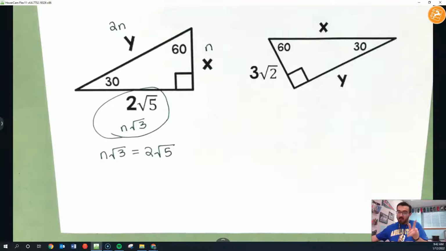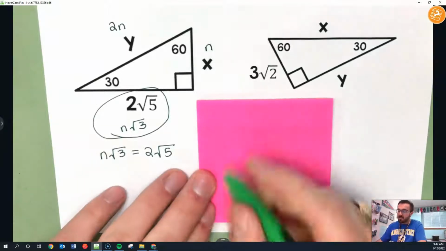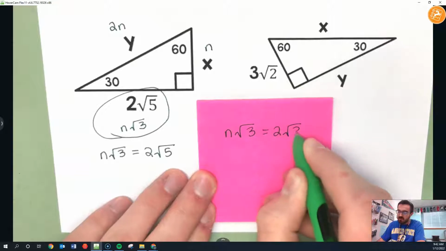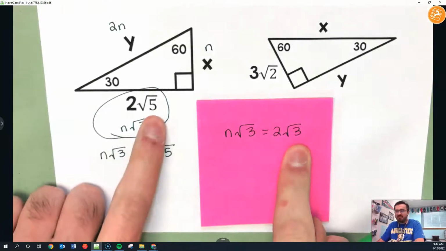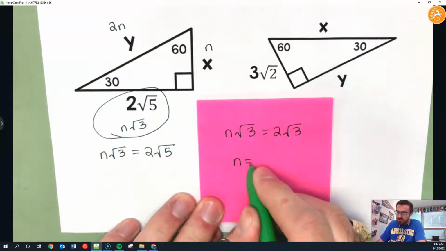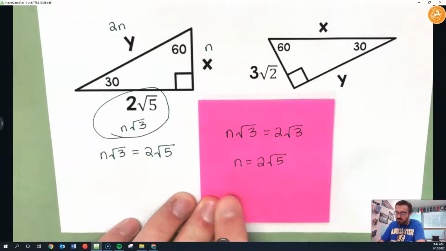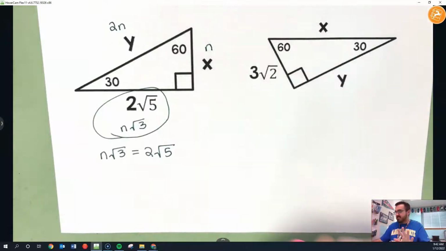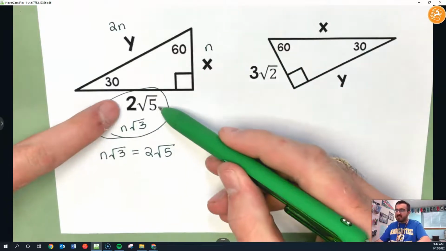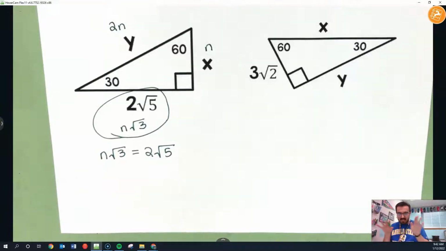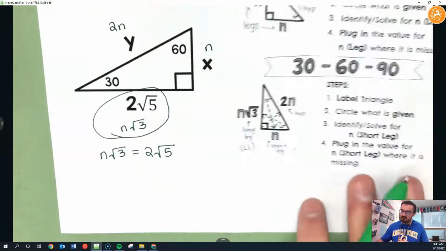Now, some common mistakes I've been seeing on this. People will write something like this: n root 3 equals 2 root 3. Where did that root 3 come from? You just made it up. That's not a thing. Or some people will say n equals 2 root 5. What happened to the root 3 over here? Stop thinking. You're just writing this thing, and you're setting them equal to each other. Stop thinking so much. Now, is n by itself right now?